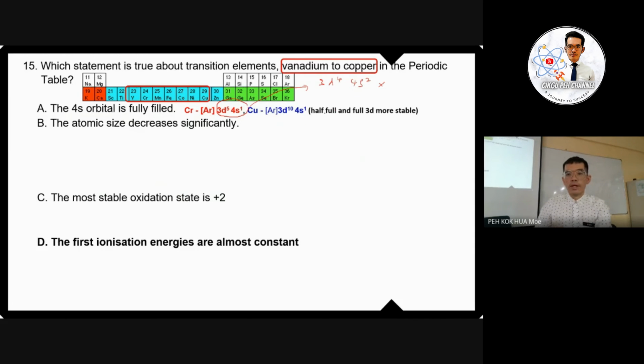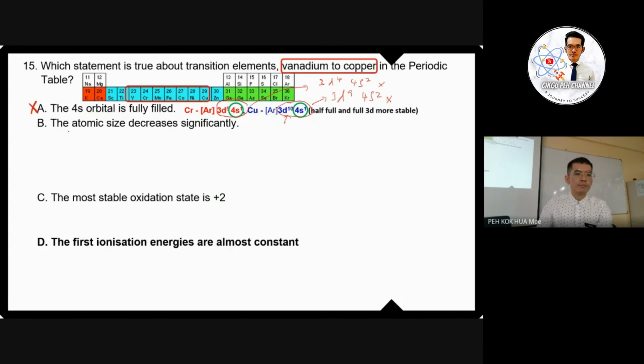more stable. Okay, then another one will be copper. So for copper also the same. The valence electron configuration will be like this. The fully filled 3d orbital will be more stable. So that means 3d9 4s2 will not be stable. It will be more stable as 3d10 4s1 for copper. So these two elements show that not all 4s orbitals will be fully filled for vanadium to copper. Okay, so this one is wrong. Very clear, wrong.